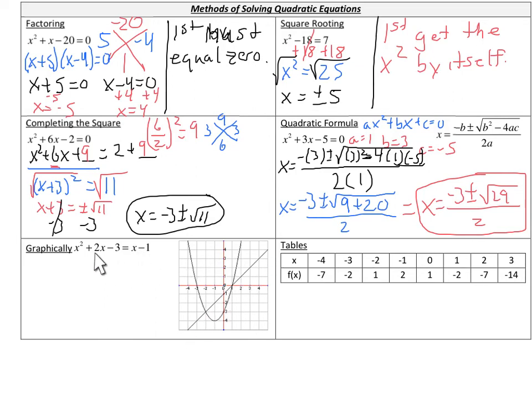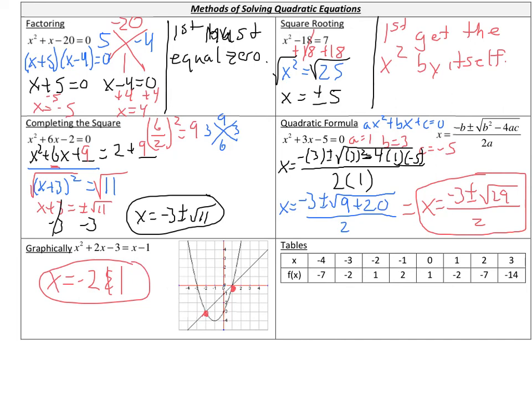If you simply graph both sides, watch what happens. The answer to this is where they cross. So the answer is simply going to be that right there and that right there. So x equals negative 2 and 1. Done. If you had a graphing calculator that graphed it for you, it is a really easy answer. All you're looking for is where they cross. The x values of where they cross are the solution to this problem.